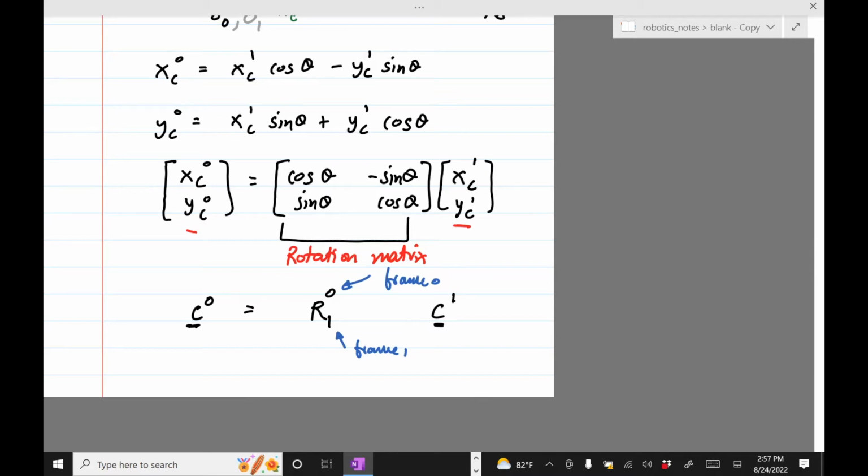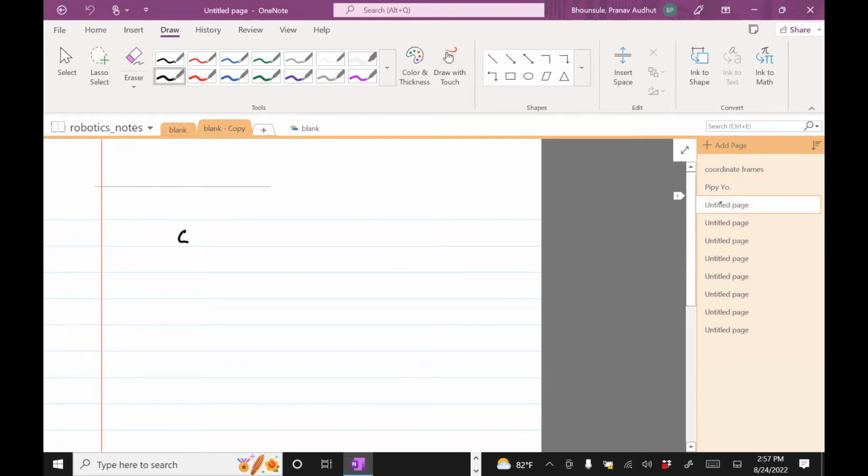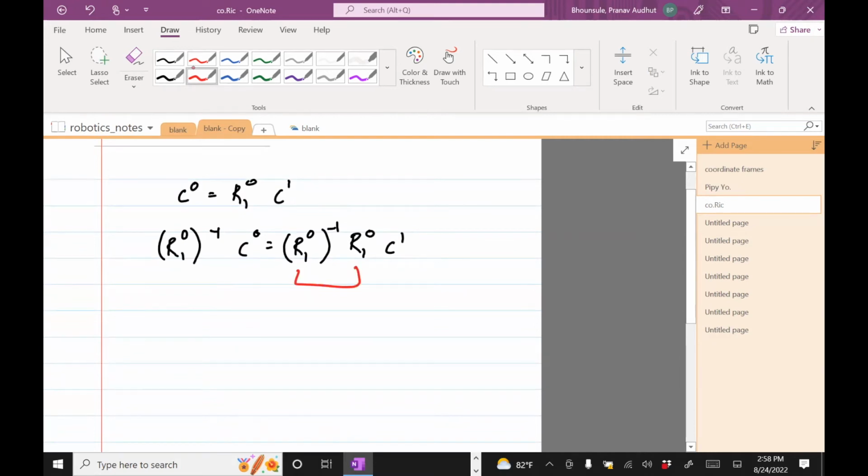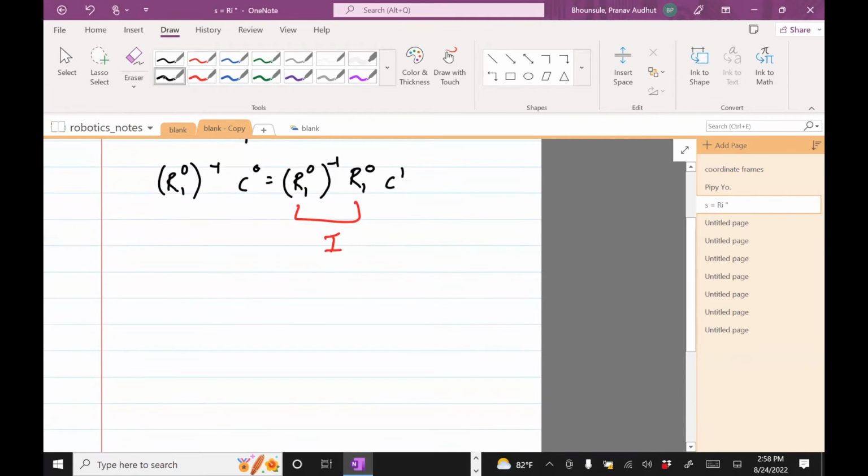Now, usually you are given C1 and you're told to find C0. What is C1? It's basically the coordinates in the local frame. And if you're confused with that, don't worry. We'll actually use this in an example where we are doing the kinematics of a simple two-link manipulator where it will become clear. We can also do the other way, which is figuring out C1 given C0. All we need to do is multiply this expression with the inverse. So let's do that. We have C0 is R10 C1. If you multiply it with the inverse, this is I. And so we get C1 is R10 inverse C0.